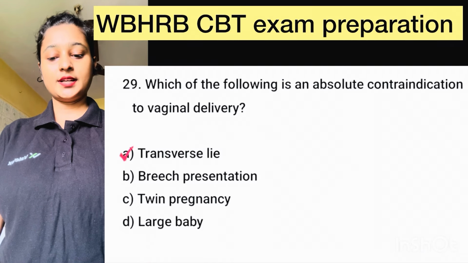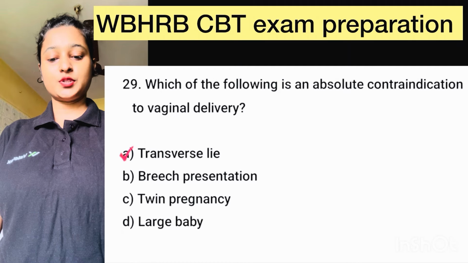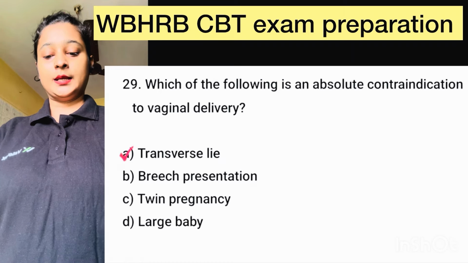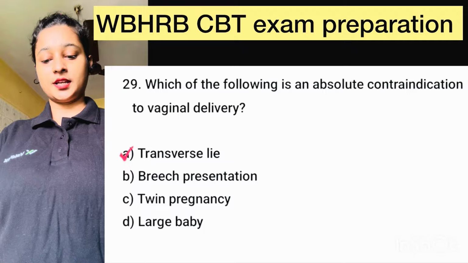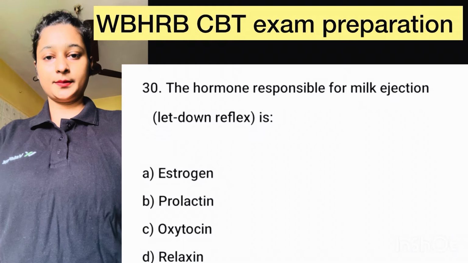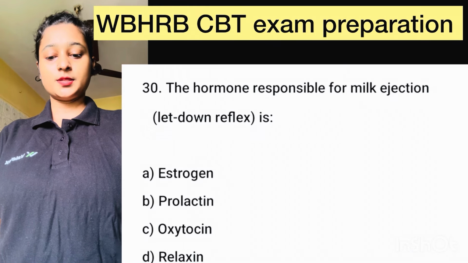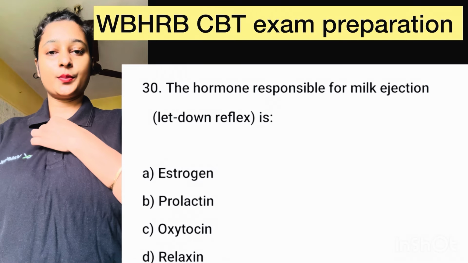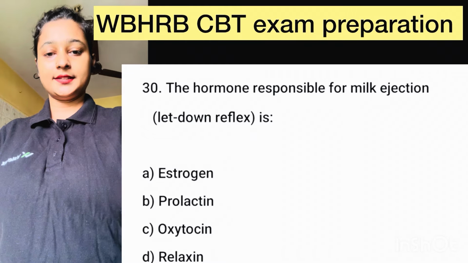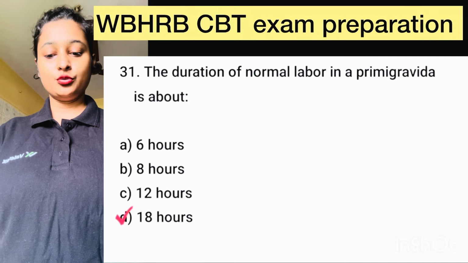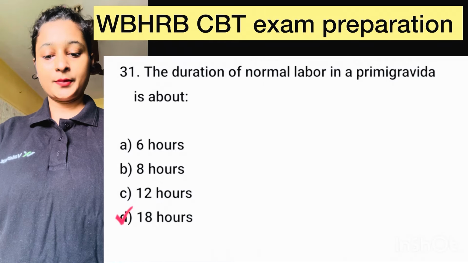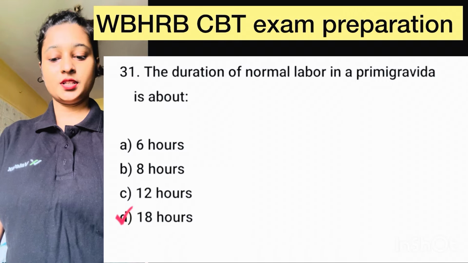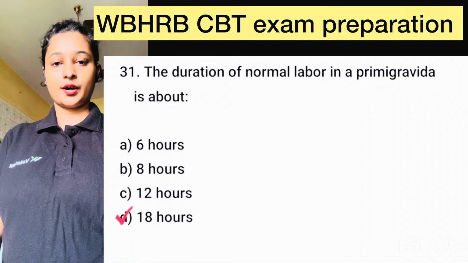Question number 29. Which of the following is an absolute contraindication to vaginal delivery? Here correct answer is option A, transverse lie. Question number 30. The hormone responsible for milk ejection is. Here correct option is option B, prolactin. Question number 31. The duration of normal labor in a primigravida is about. Here correct option is option D, 18 hours.